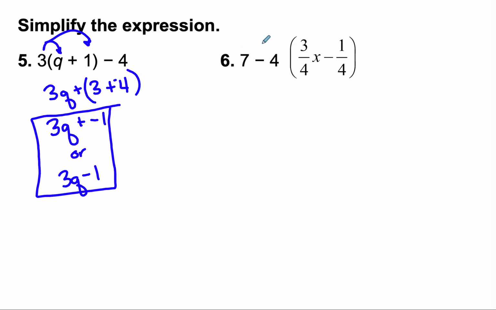All right, this next one has fractions, but don't let those scare you. Boom, boom, that's a -4 that we're distributing.